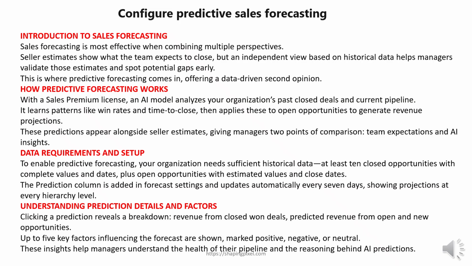Understanding prediction details and factors. Clicking a prediction reveals a breakdown: revenue from closed won deals, predicted revenue from open and new opportunities. Up to 5 key factors influencing the forecast are shown, marked positive, negative, or neutral. These insights help managers understand the health of their pipeline and the reasoning behind AI predictions.